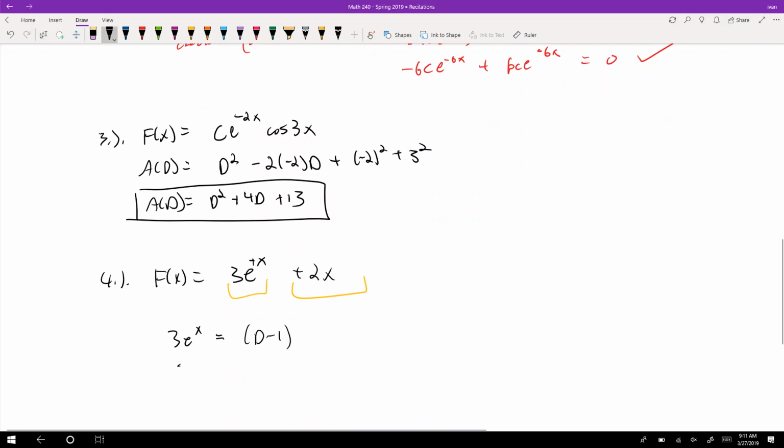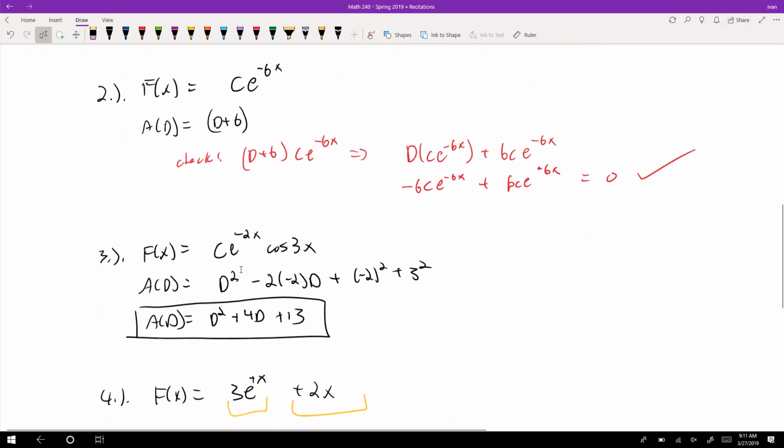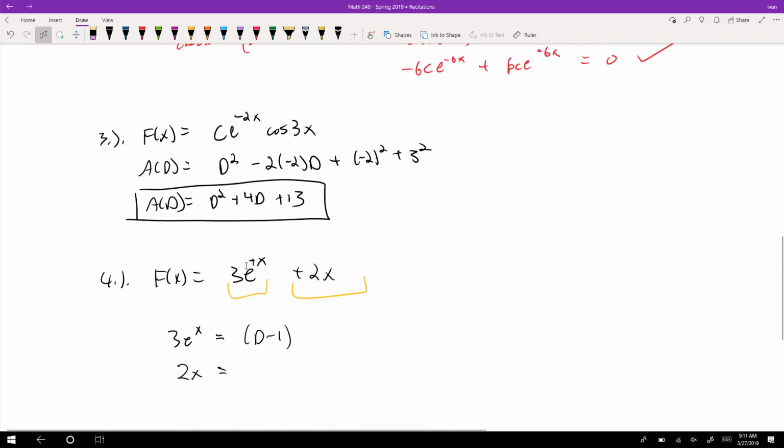Okay, and then 2x, well, what's the annihilator for 2x? Well, we know the annihilator for cx squared is d cubed. So what do you think the annihilator for 2x is going to be? D squared, right? So 2 derivatives on top of 2x will make that 0. So that's going to be d squared. Okay, so the annihilator then, when you have 2 terms added together, is going to be just the multiplication of the 2 annihilators. So this is going to be equal to d squared times d minus 1.